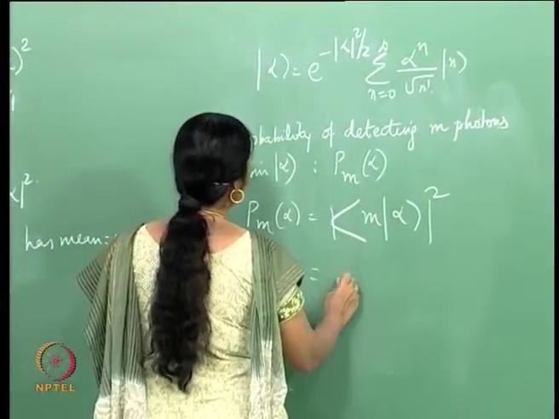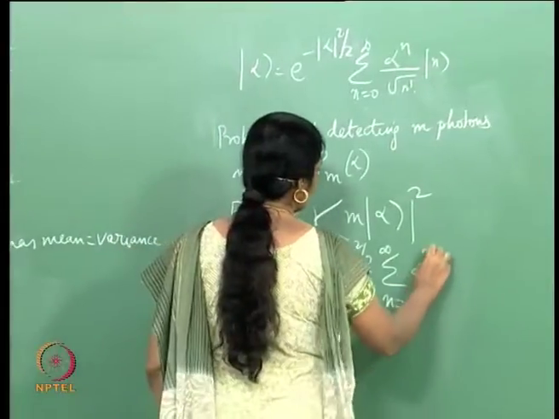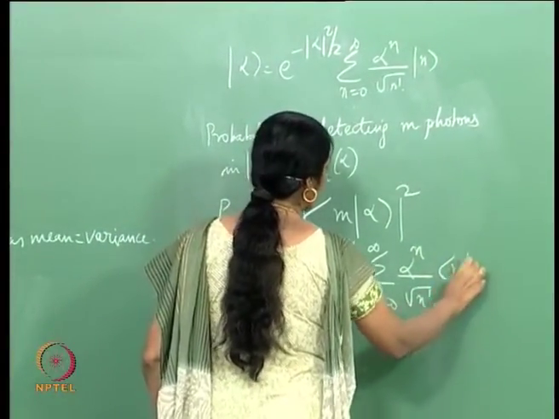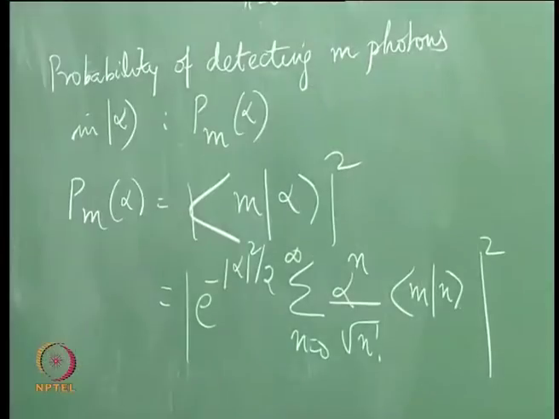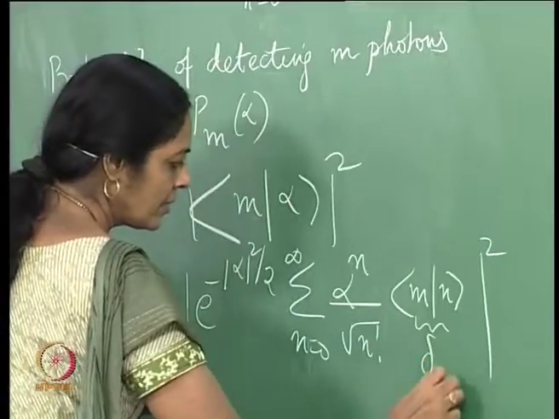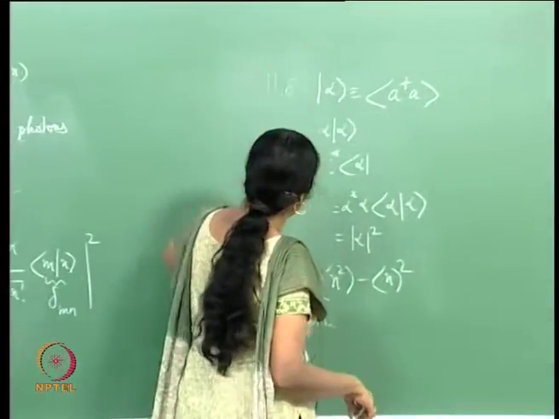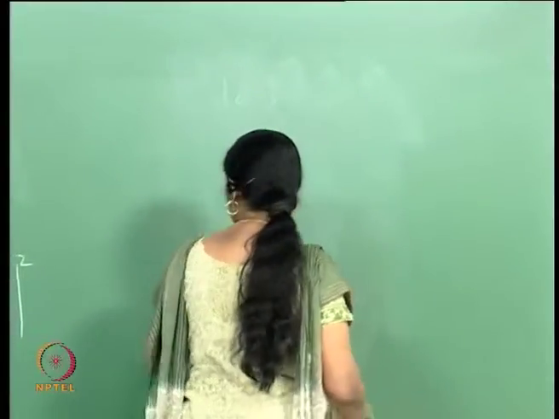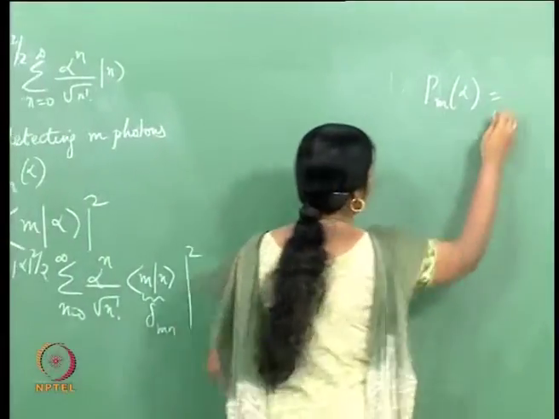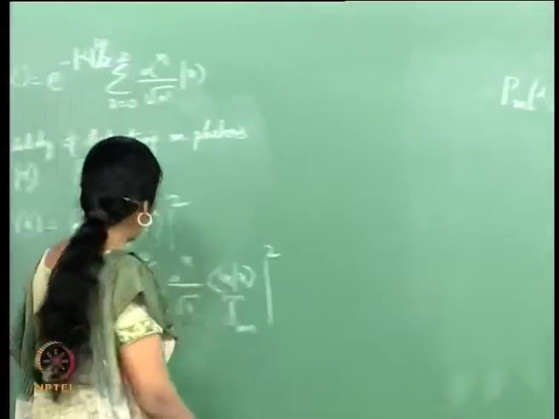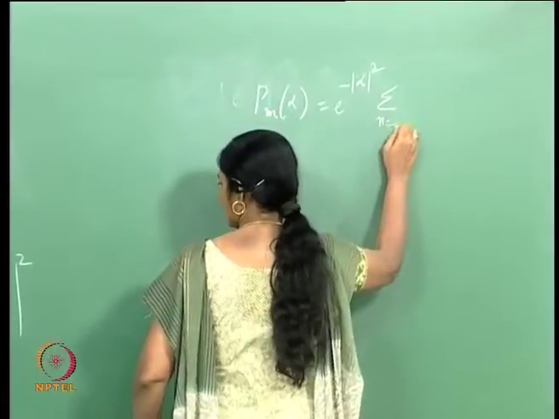So, this quantity is simply e to the minus mod alpha squared by 2, summation n equals 0 to infinity, alpha to the n by root n factorial, inner product of m with n, mod square. This is delta mn because of orthogonality. Therefore, I have Pm of alpha equals e to the minus mod alpha squared. I have already squared this. Summation n equals 0 to infinity.